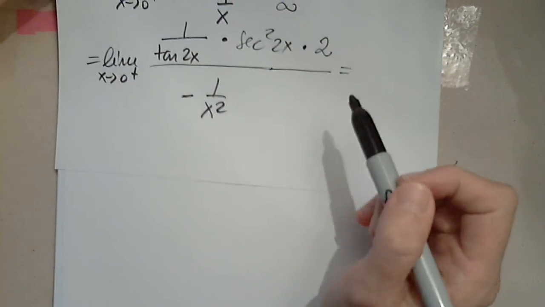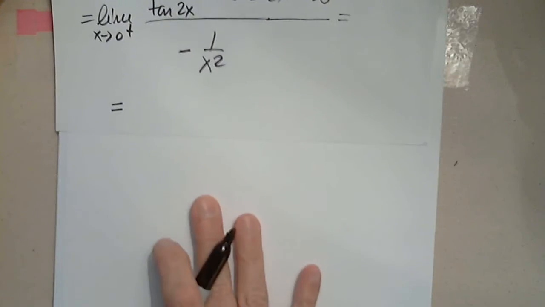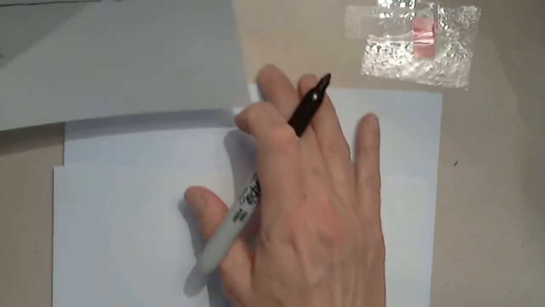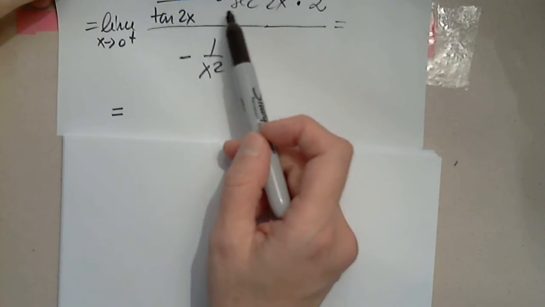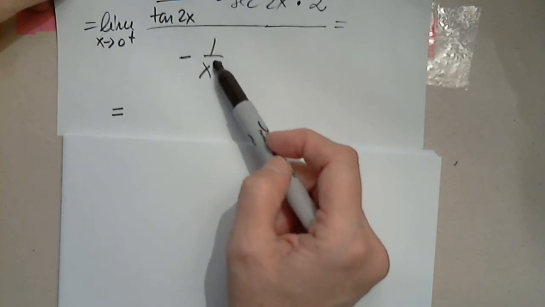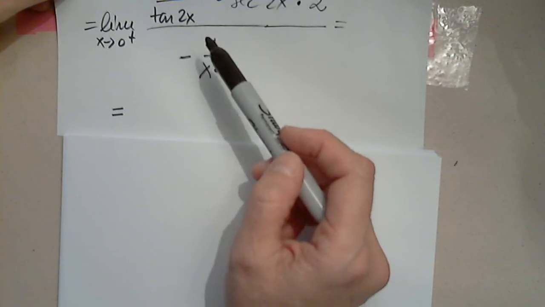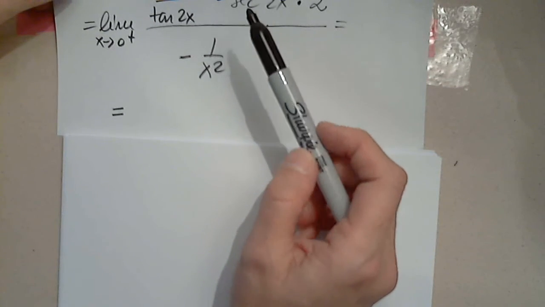Okay. Next step. I may have to go to the next page. I will have to go to the next page. Okay, so secant squared 2x can go outside. I have to flip this. Let's see if I can simplify this a little bit.